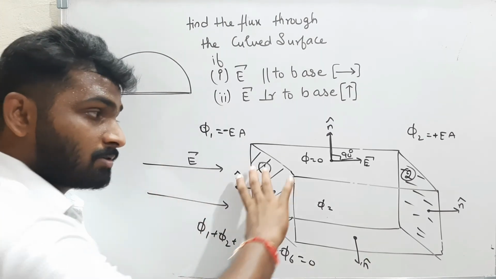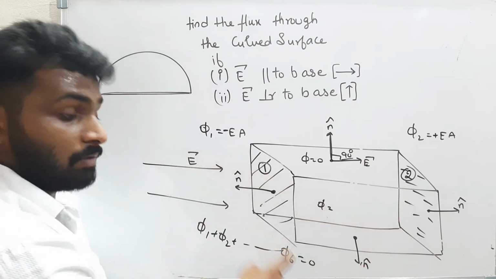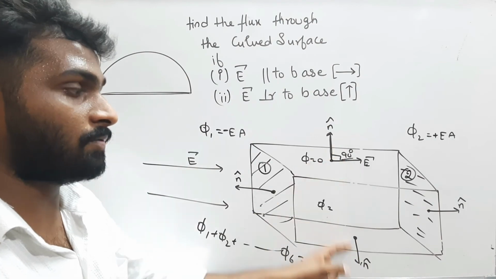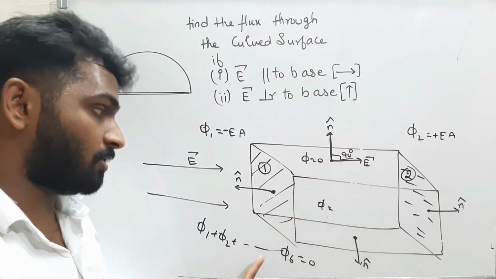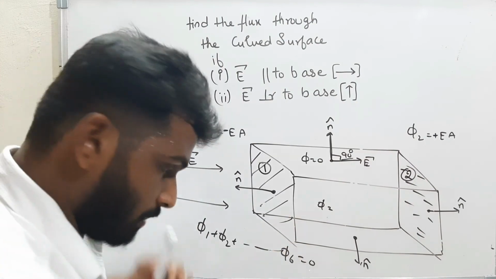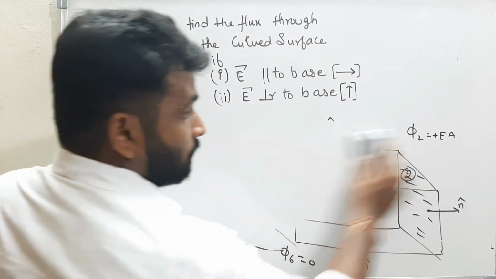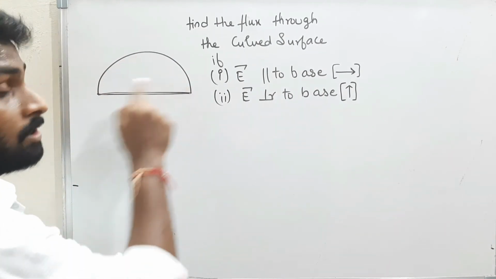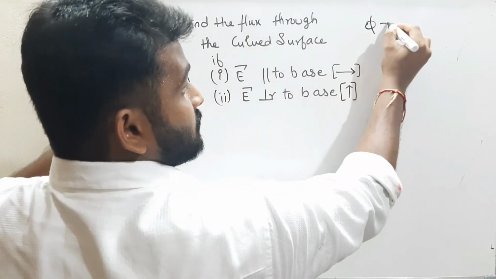That means it is a closed surface. When I place it in an electric field, the total flux must be 0. Because of this negative and because of the positive, the overall is 0. That means, for a semi-spherical body like this, the flux is 0.